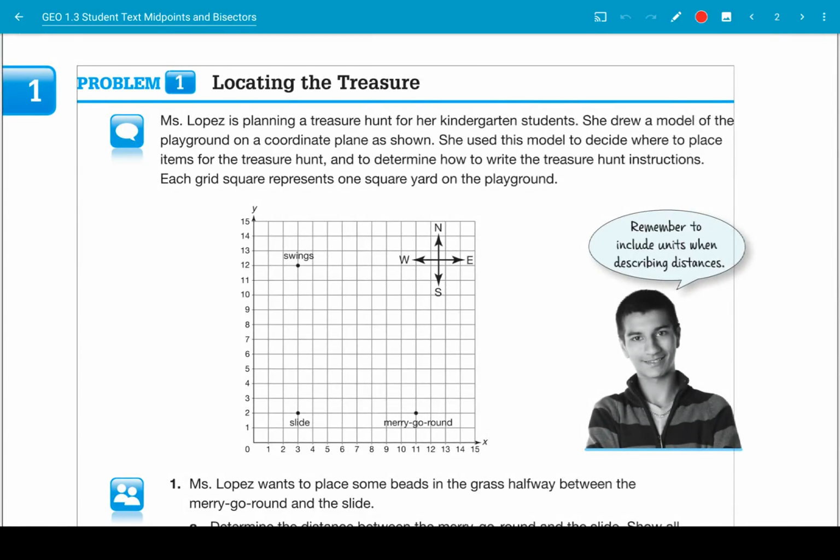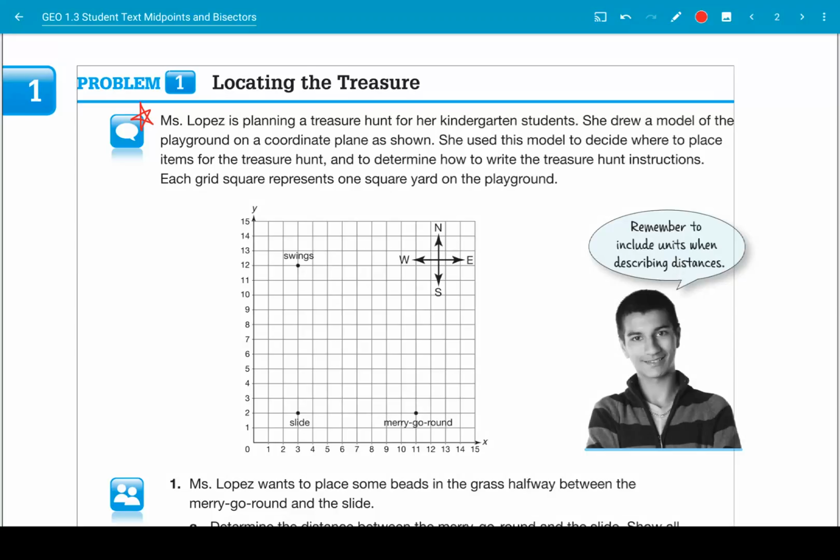Okay, everybody's gonna read along with me. We're gonna start right here at Miss Lopez. 1, 2, 3. Miss Lopez is planning a treasure hunt for her kindergarten students. She drew a model of the playground on a coordinate plane as shown.